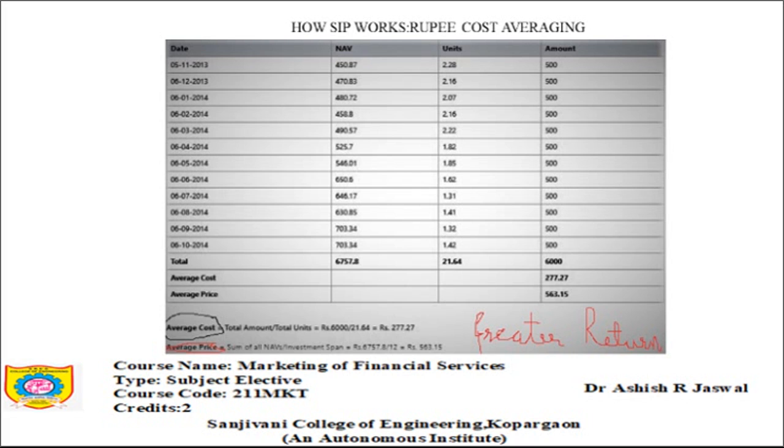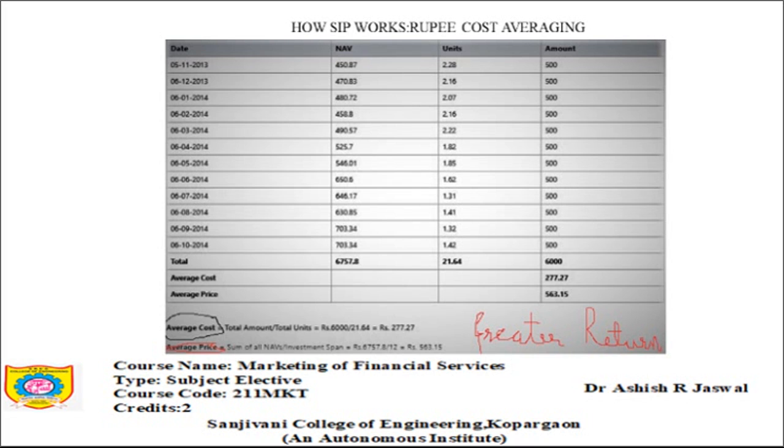Similarly, I have done a total at the end of October 2014. I have the total of NAV, the total units, which is 21.64, and the total investment, which is 6,000. Let us try to understand. Average cost is 277.27, which I calculated in a very simple way. Average cost is nothing but total amount divided by total units. That means 6000 divided by 21.64 has given me an average cost of 277.27. What is an average point? It is the sum of all NAVs, which we have done in column number 1, divided by the number of allotments, that is the investment span. If you look, it is calculated for 12 months. What is that?